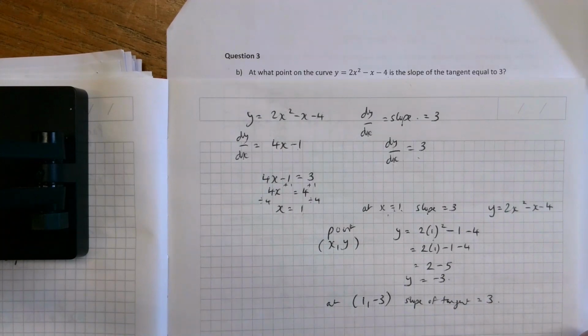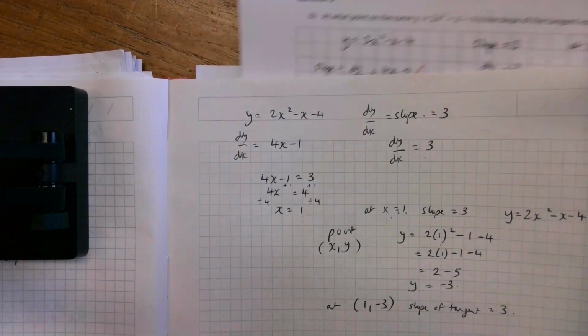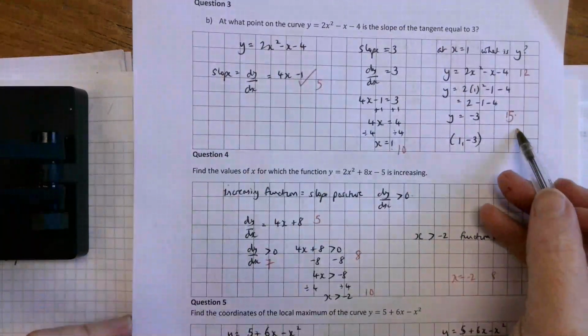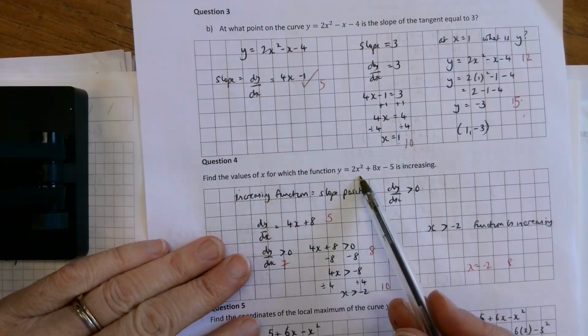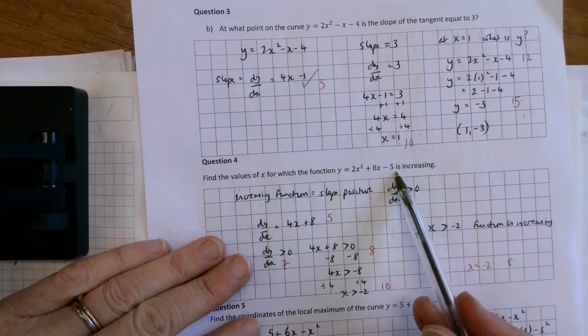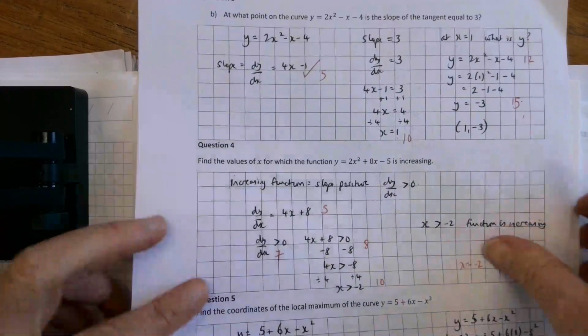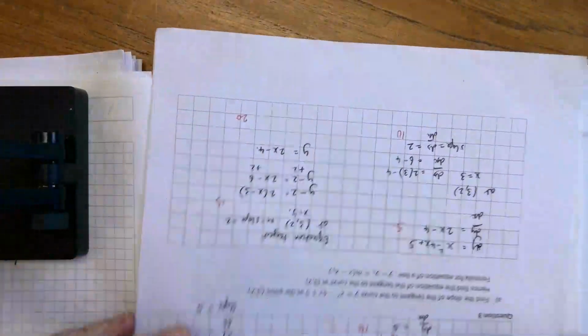Again, that's a difficult question, that's multi-step. It's all the time just getting used to what they mean when they say slope of the tangent, and what they mean when they say that it equals a certain number rather than at a certain point. It's just getting used to that. Any questions? Okay, and then the next one, I gave 15 for that. Find the values of x for which the function 2x squared plus 8x minus 5 is increasing. So let's break this down a bit.